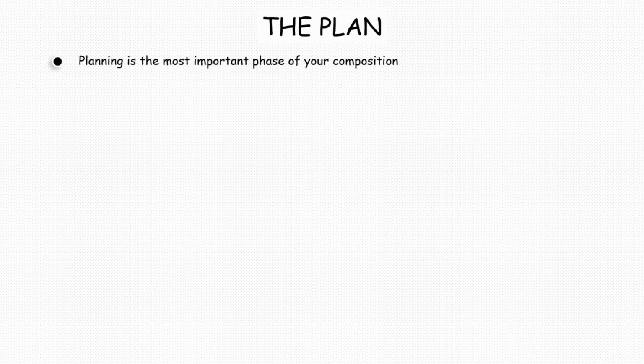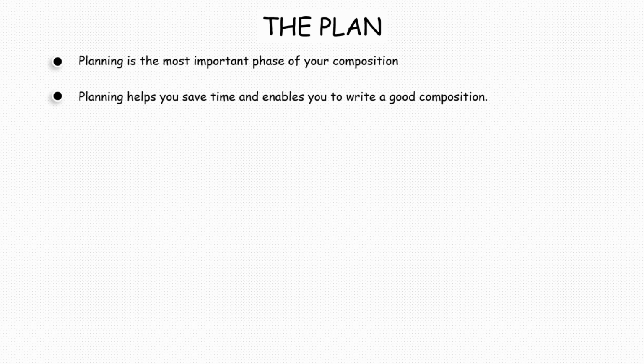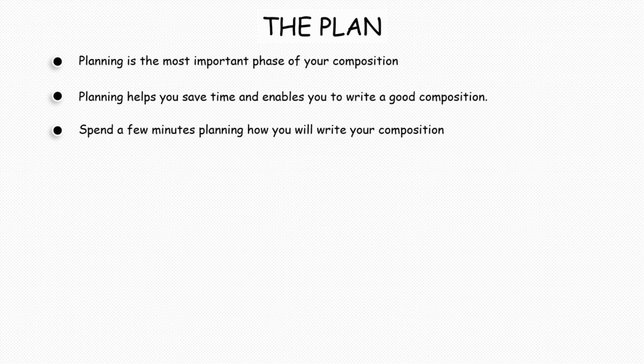Okay, so let's look at how to plan for an unguided composition. Planning is the most important phase of your composition. Planning helps you save time and it enables you to write a good composition. Spend a few minutes planning how you write a composition. Because you're not given points to follow in the unguided type of composition, you need to quickly come up with your own points so that your composition is easier to write.